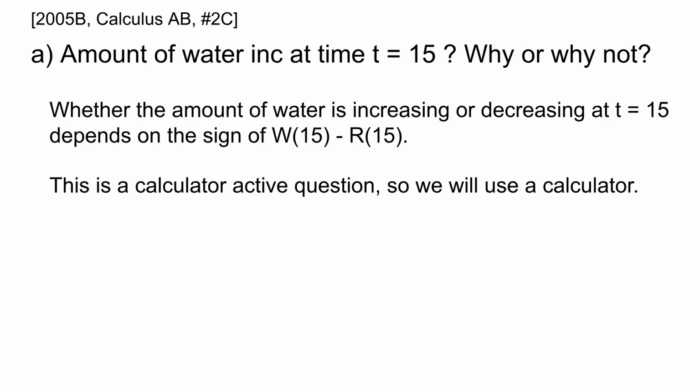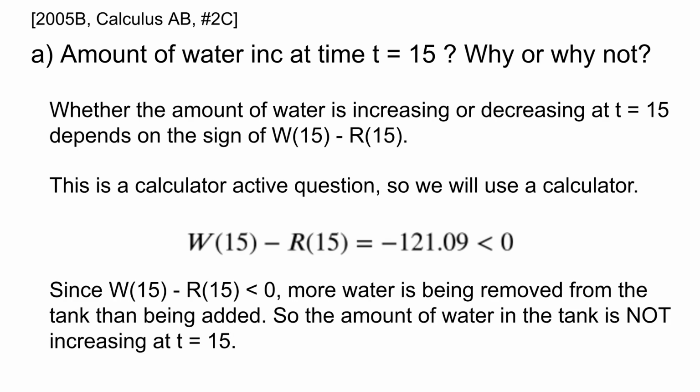And since this is a calculator active question, we can use our calculator to find out what that difference is. W of 15 minus R of 15 equals negative 121.09. And what's important here is that that is negative, which means that water is leaving this tank or being removed from this tank faster than it's being pumped in. So because W of 15 minus R of 15 is less than 0, we know that more water is being removed from this tank than being added, so the amount of water in the tank is not increasing at t equals 15.